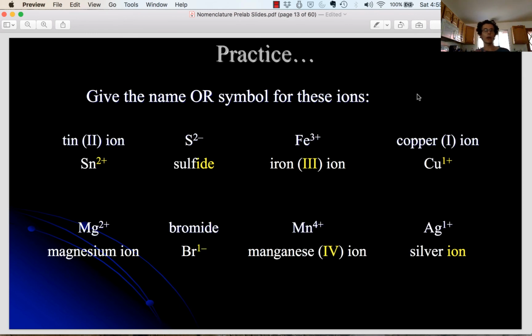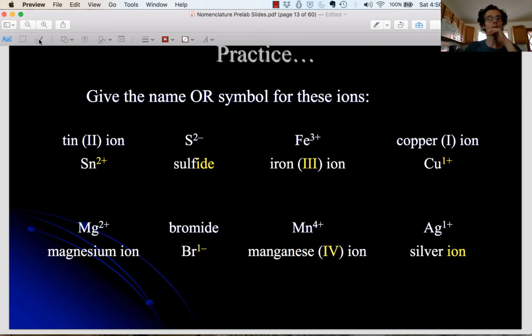If you were going from the chemical formula to the name, something like the tin 2 ion would look like Sn2+. S2- is sulfide. Fe3+ is the iron 3 ion. You would need to know iron is one of those variably charged metals. That's why you're adding that Roman numeral 3. Copper can be +1 or +2, so the copper 1 ion is just 1+. Magnesium 2+ is just the magnesium ion. Magnesium is not one of those metals that has variable charges, so you can just say magnesium ion.